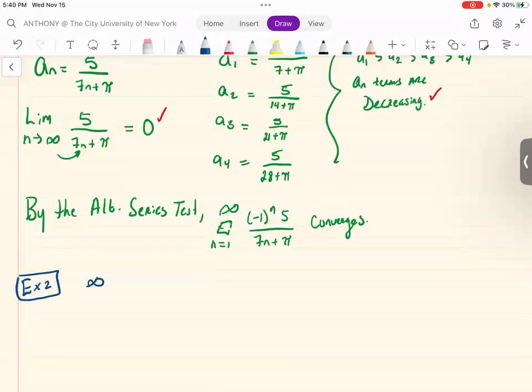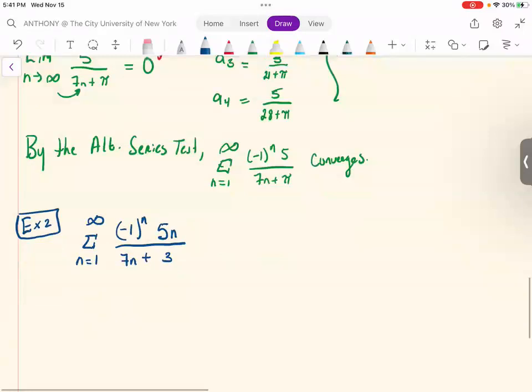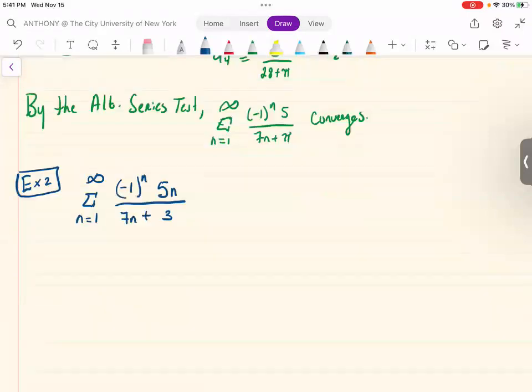let's say we have n equals 1 of -1 to the n power of 5n over 7n plus 3. So I'm going to remove the pi part because I want to do the computations just to see what these values would look like. Okay. So for this series, you have to define your an. So what is my an in this example? What is my sequence? That's right. You have 5n over 7n plus 3.